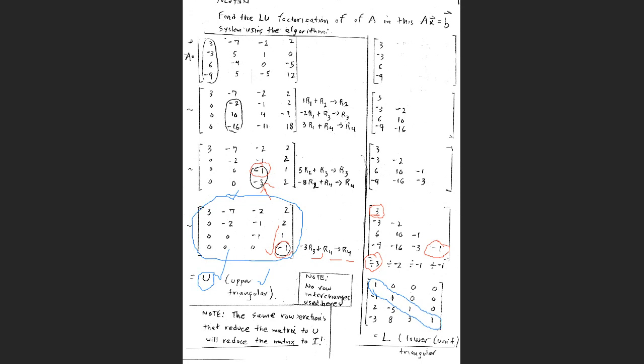In the second column, -2 is there on the diagonal. Well, I want a 1 there, so I'm going to divide the entire second column by -2. Third column on the diagonal, I have a -1. I want a +1 there, so I'm going to divide the entire third column by -1 in the algorithm. And then finally, the fourth column here, we have a -1. I want a +1 there, so I'm going to divide by -1.